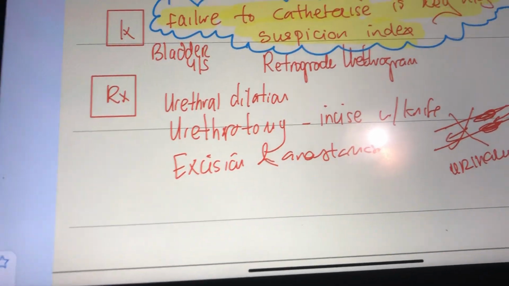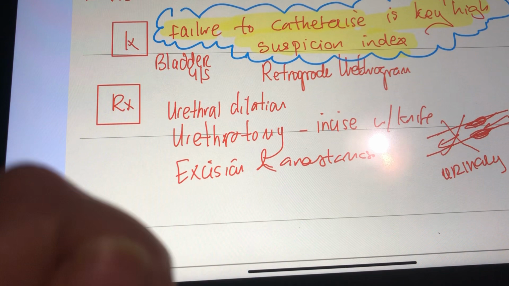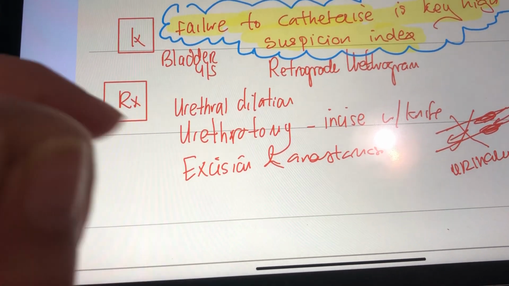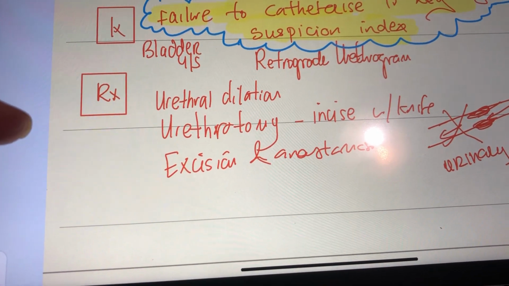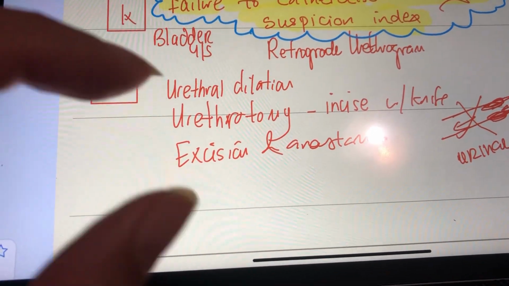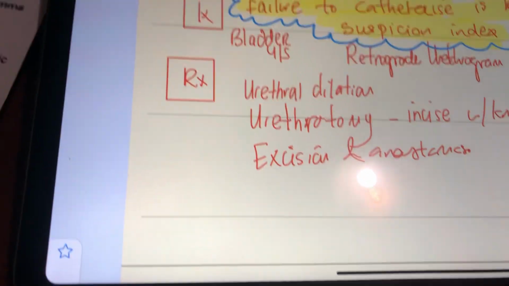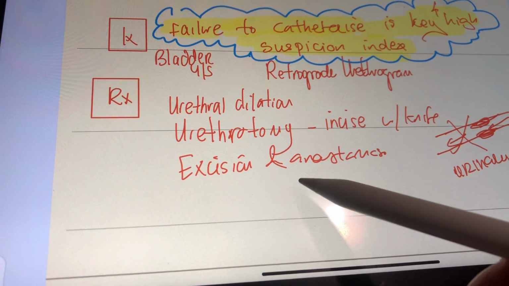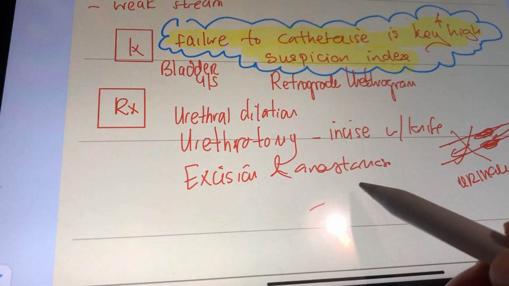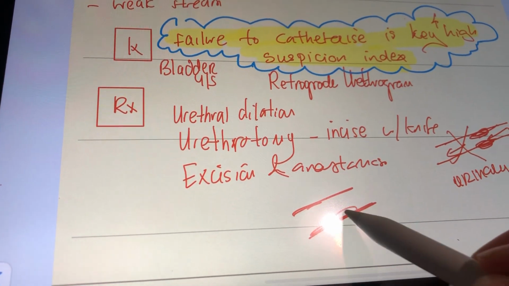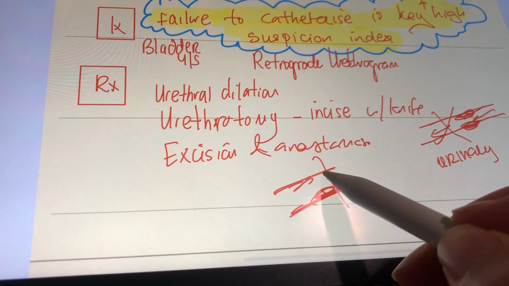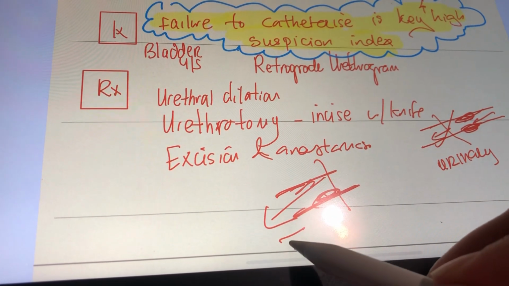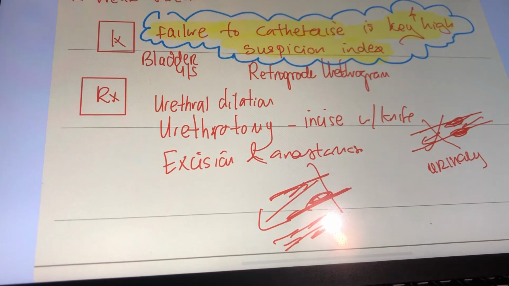And you can also go in and incise the fibrotic tissue with a knife, or you can excise it, and once you excise it, you have to rejoin the remaining urethra. So here it is, and let's say I take this whole part out, I would still have to connect the remaining parts together, which would be the anastomosis.